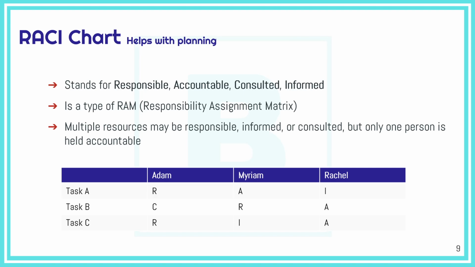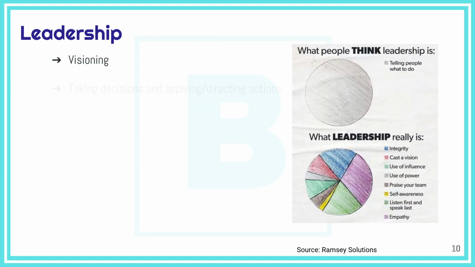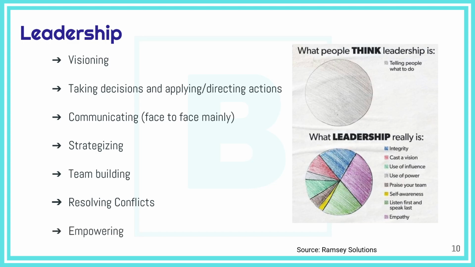And then we started one of the most important sections in the entire training, which is the section on leadership and power types. So I think this slide here helped a lot of people understand the true meaning of leadership. Leadership is not about telling people what to do. Okay, leadership is about having a vision, like casting a vision, being strategic, taking the right decisions, and also applying direct, effective actions.